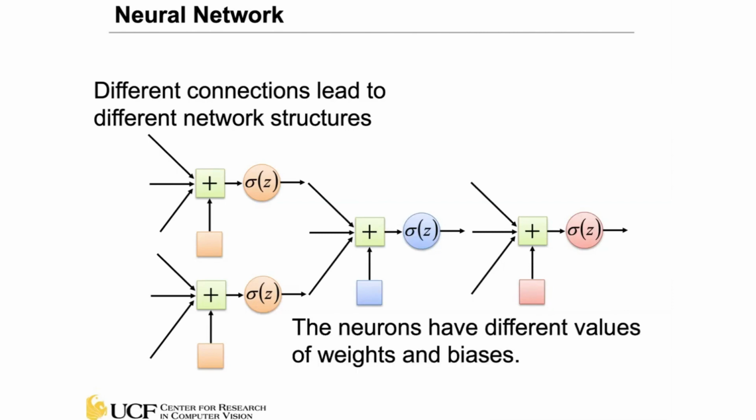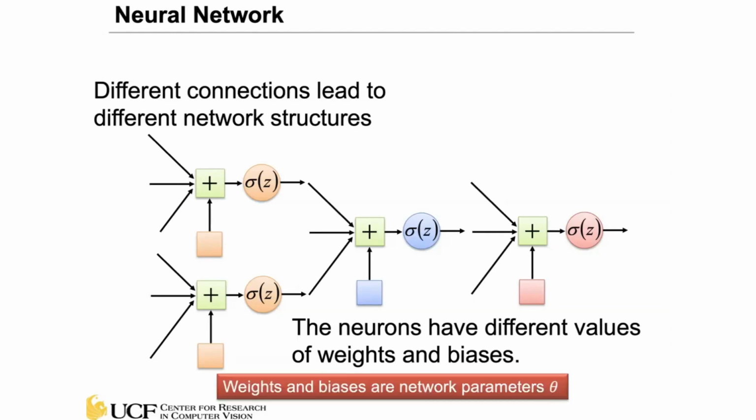And the neurons will have different values, weights and biases, right? You don't necessarily have to have the same set of weights for this neuron and this neuron and this neuron. You can specify different weights and bias terms for different neurons, right? And these can be learnable, okay? In this case, the weights and biases are considered the network parameters, right? So we can use theta to indicate the parameters of the particular network, which consist of all the weights and bias terms of these neurons.